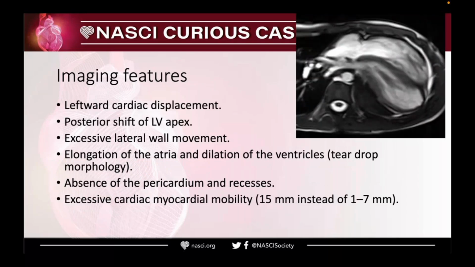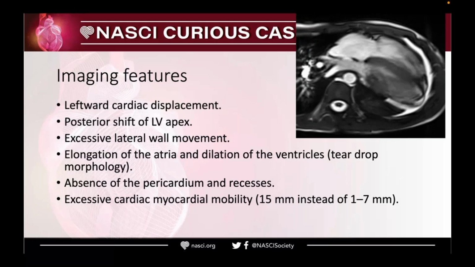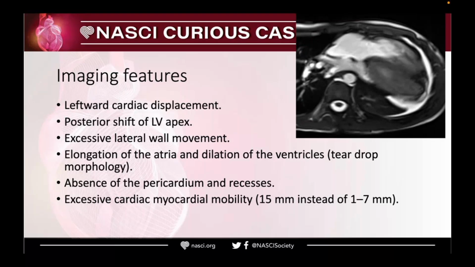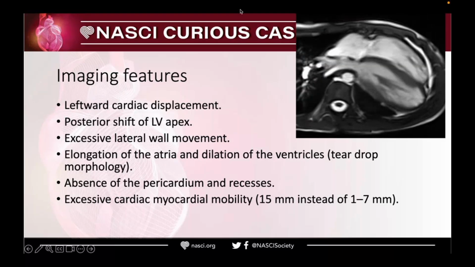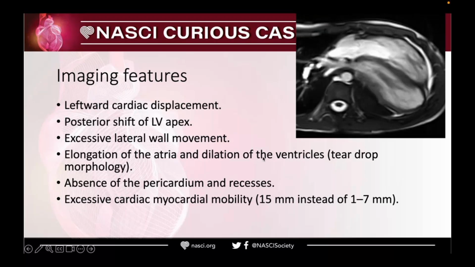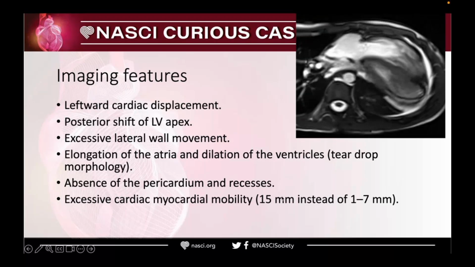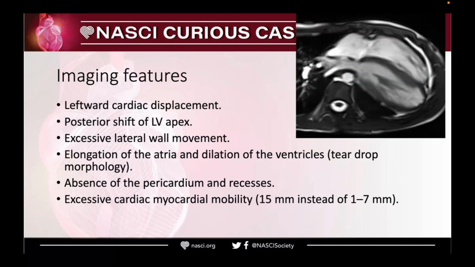Imaging features, as we discussed: leftward cardiac displacement, posterior shift of the LV apex, excessive lateral wall movement, elongation of the atria and dilation of the ventricle. They call it teardrop morphology. And absence of the pericardium and pericardial recesses, insinuation of the lung parenchyma, and excessive cardiac mobility. They described it as more than 15 millimeters. Usually you would expect 1 to 7 millimeters of cardiac mobility during the cardiac cycle.